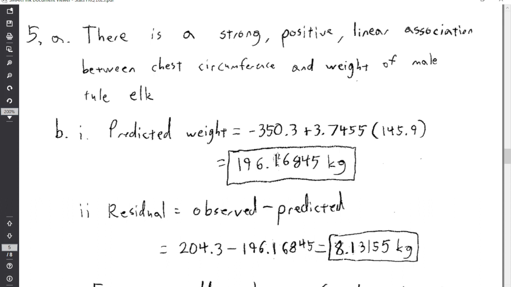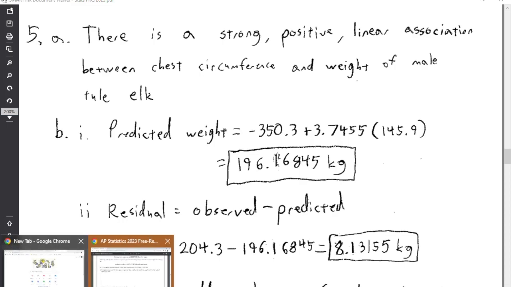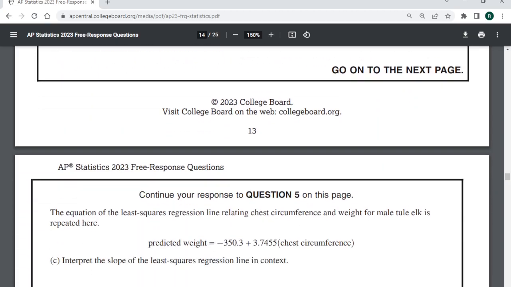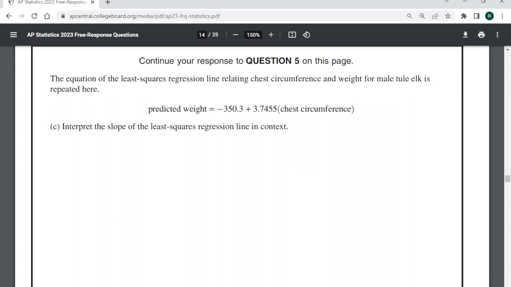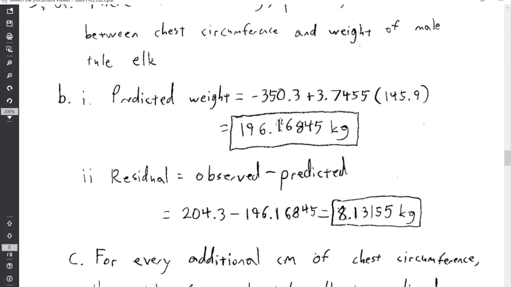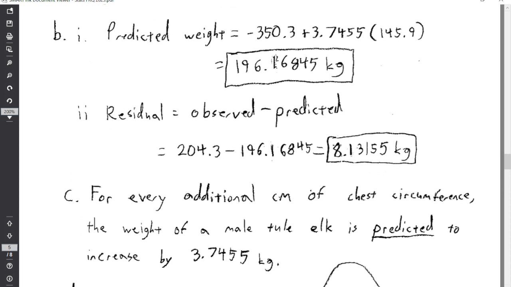Then over in part C, we are inching towards the linear regression test by talking about the slope. So interpret the slope in the context of the problem. For every additional centimeter of chest circumference, in other words, every time x goes up by 1, y is predicted to go up. And it's going up because the slope is positive. Make sure we have that word predicted on average, approximately, like those kind of words in our interpretation of slope.